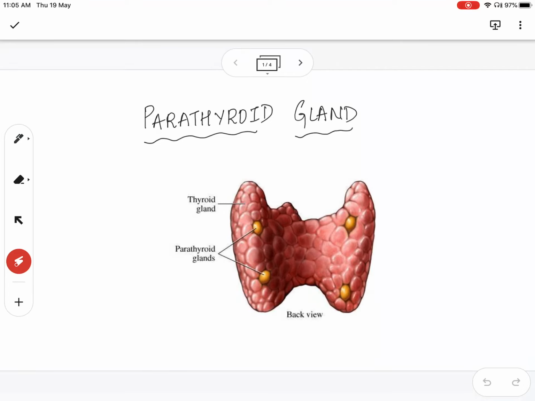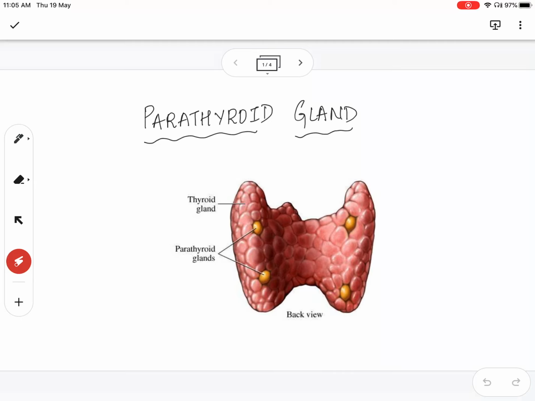In today's video, I'll be dealing with the topic parathyroid gland. In the previous video, we finished with the thyroid gland. Today, I'll be teaching about the parathyroid gland. First of all, where is the location of this parathyroid gland?